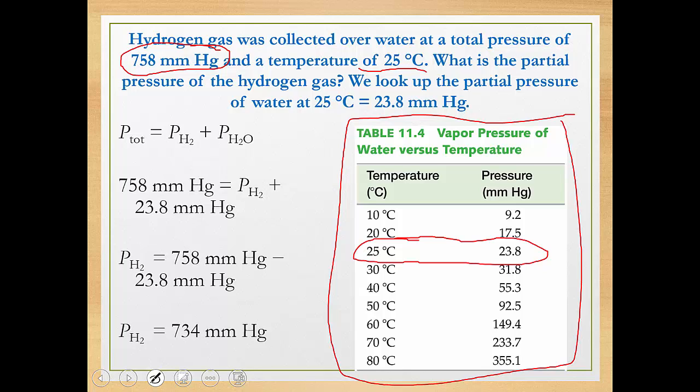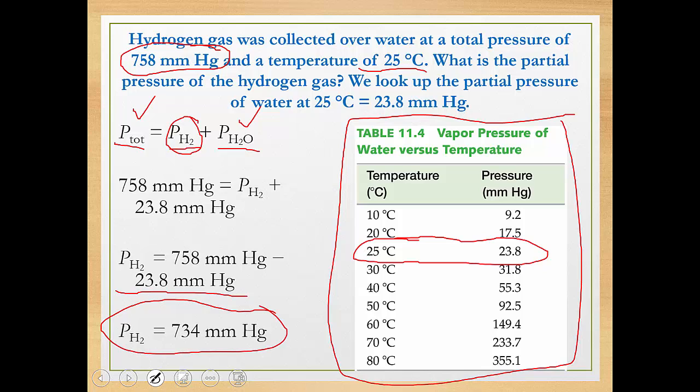All right, so that's what this is right here. Now, the total pressure is just the pressure of the hydrogen gas and the pressure of the water vapor. We have the pressure of the water vapor from the table. They told us the total pressure, so all I need to do is solve for the partial pressure of the hydrogen. Very easy to do. Total pressure 758 minus the 23.8 partial pressure of the water vapor. So most of the pressure we can see is coming from the hydrogen gas, 734 millimeters.